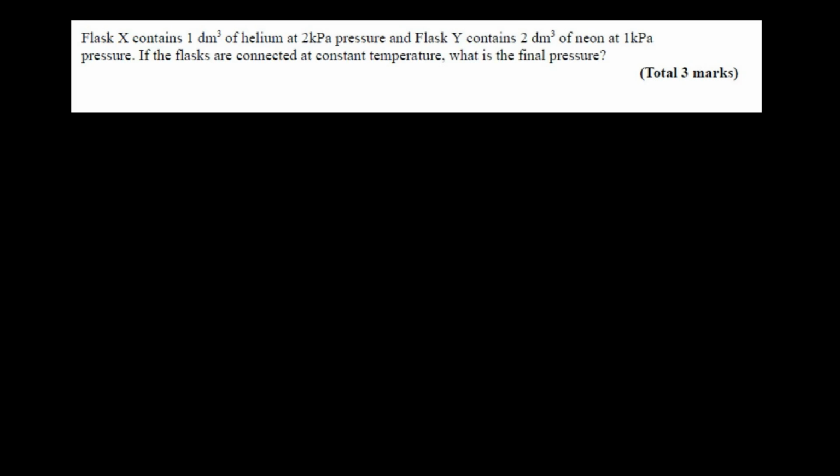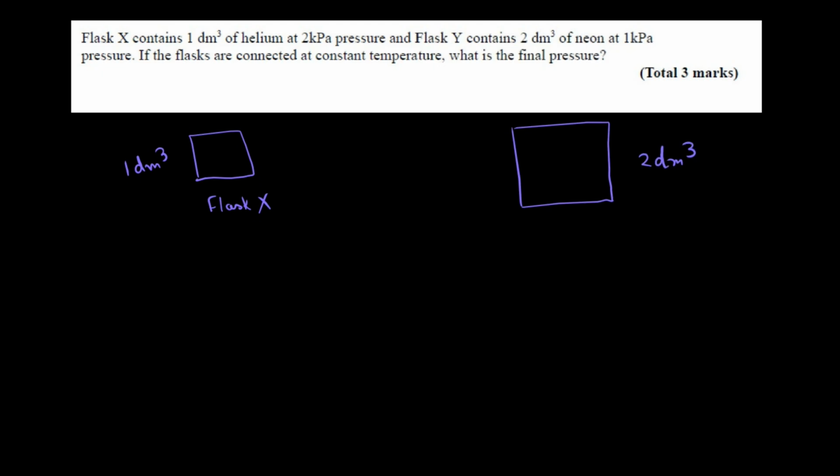So I have 2 flasks. One flask, this is my flask X, and the volume here is 1 dm cube. Okay, I have another flask which is of 2 dm cube, and this is my flask Y. So the pressure in the initial flask X is 2 kilopascals. In the flask Y, the pressure is 1 kilopascal. Okay, here I have helium and here I have neon.